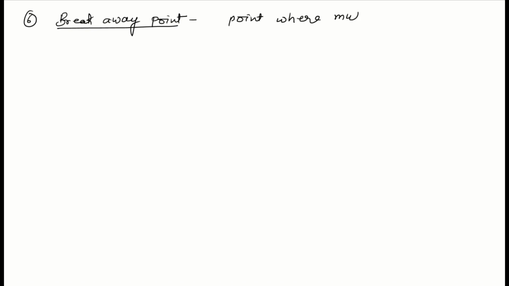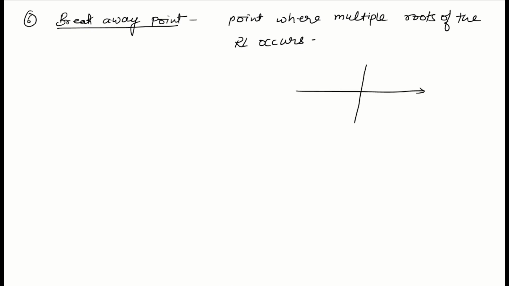Now, rule number 6 is about the breakaway point. So, what exactly is a breakaway point? It is a point where multiple roots of the root locus occur.